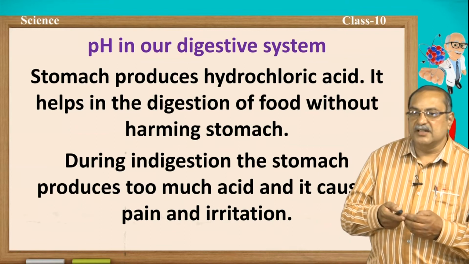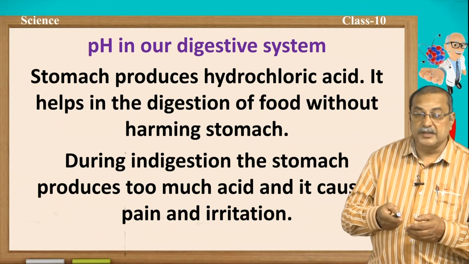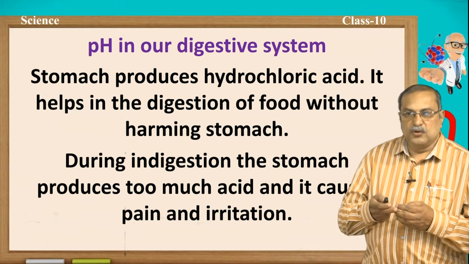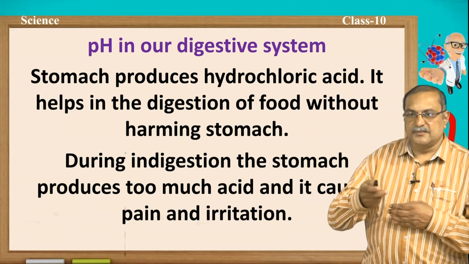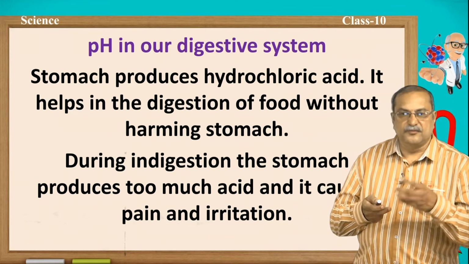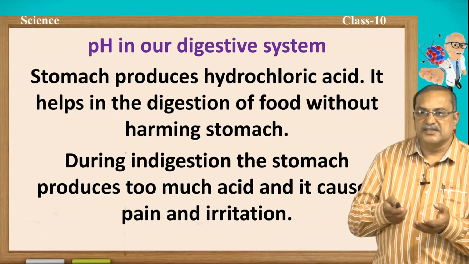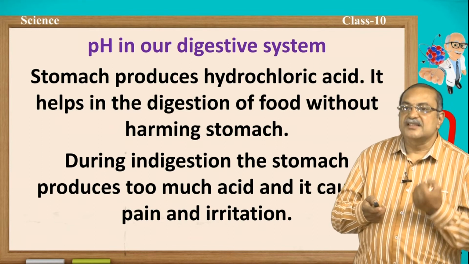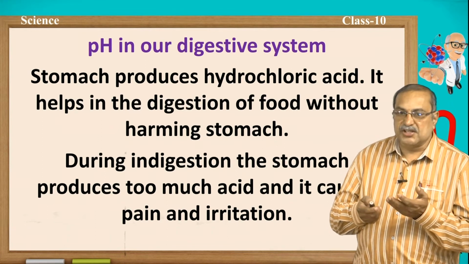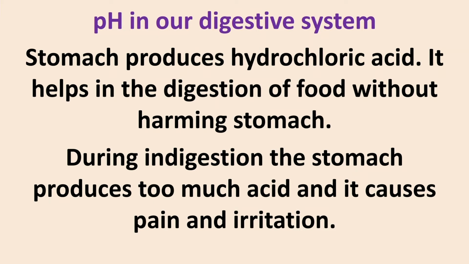A little bit of acidic nature is required, which is why this happens. Sometimes you might have taken food items with vinegar, like gobi manchuri and some special dishes, which are acidic in nature. This causes indigestion. During indigestion, the stomach produces too much acid, which causes pain and irritation. Hydrochloric acid is already there, and we are adding more acid, so too much pain and irritation occurs in the stomach.